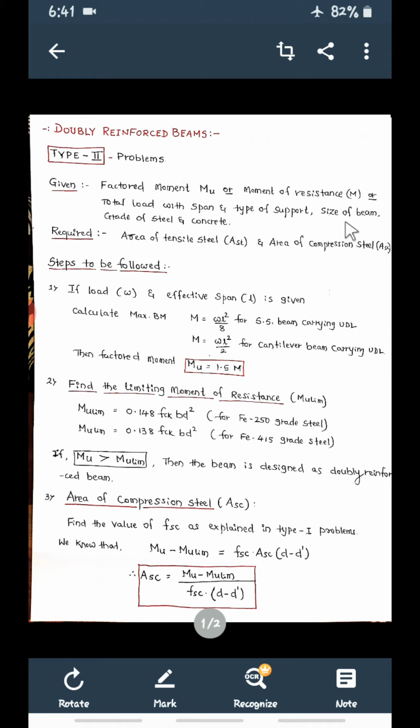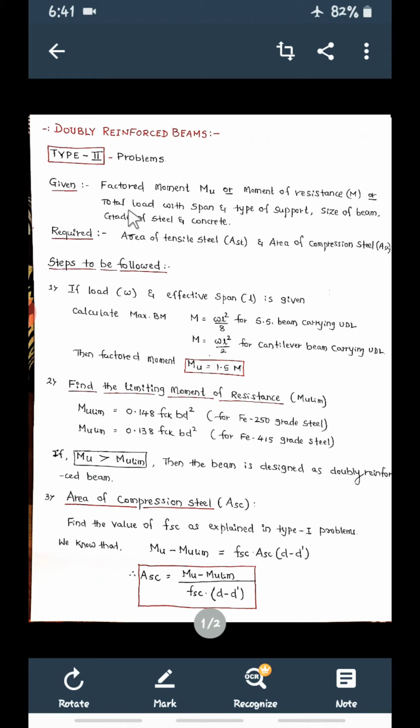Then the size of the beam, that is the dimension of the beam, will be given. Then, as usual, the grade of steel and concrete will be given. Then what is required? These are the given data. We have to calculate the area of tensile steel, that is Ast, and the area of compression steel, Asc. Ast is the bottom steel, and Asc is the top steel, that is the compression steel.